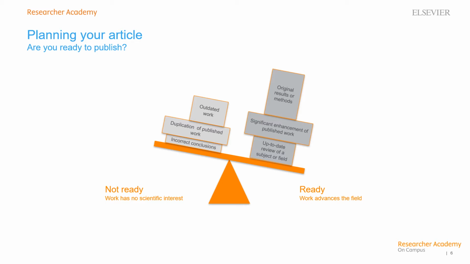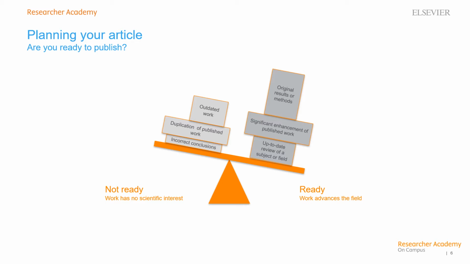So we've had a brief look at the wider context. Now let's turn to you and what you should do if you also want to get published. First of all, are you actually ready to publish your work? Here's my advice. You should not consider publishing yet if the work is outdated, you would be duplicating previously published work, or if your conclusions are incorrect or not acceptable. These points are good indicators that your report lacks academic interest or does not substantially advance the field.